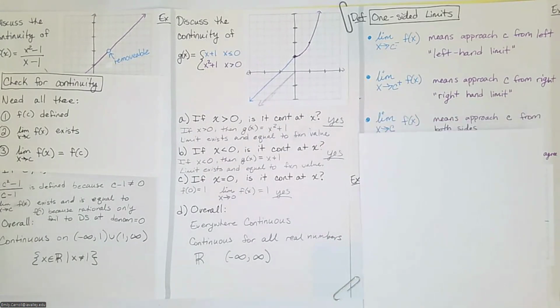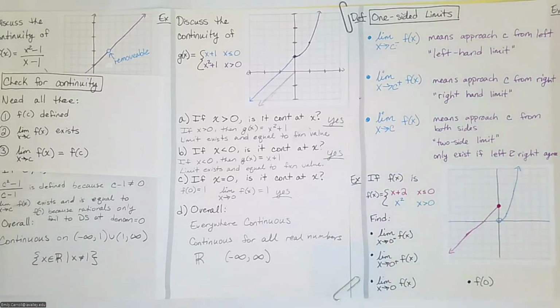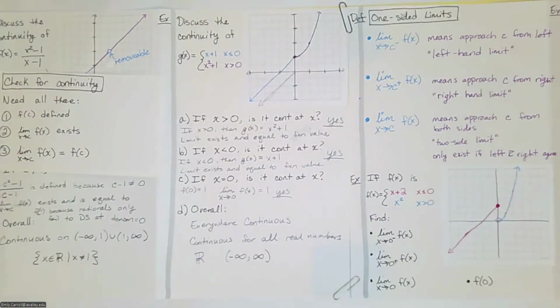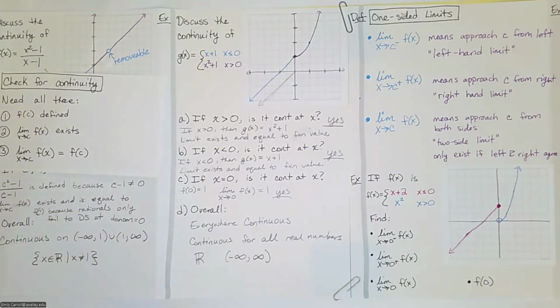When you don't see either of those symbols, so if there's no plus or minus at all, then it means you're approaching from both sides, called a two-sided limit. Now, the two-sided limit is only going to exist if the left and the right agree. Look at an example here. Here's another good place to pause your video and see if you can figure these out before I go over it.